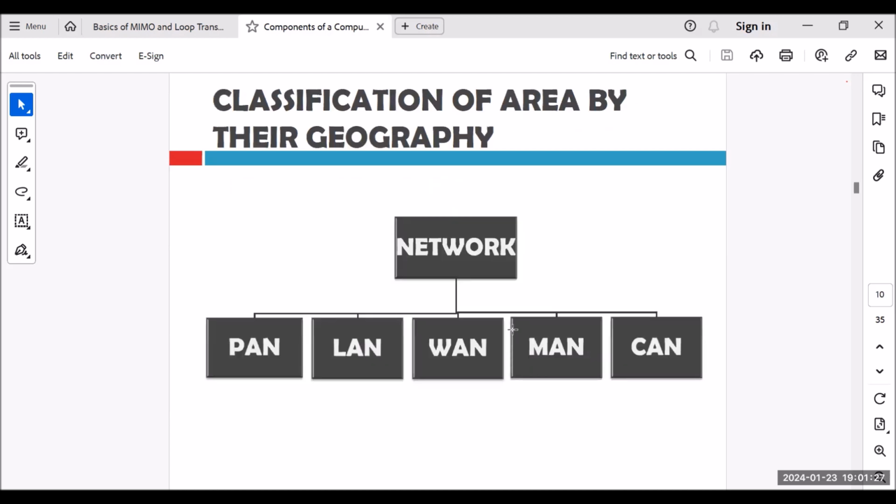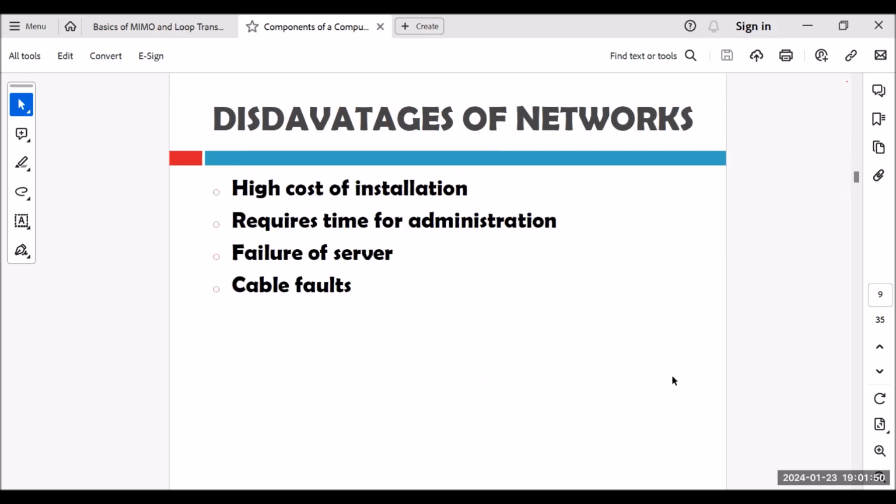Now, talking about the classification of networks by geography, the network is usually divided into PAN, LAN, WAN, MAN, and CAN. You must have heard about LAN and WAN, at least. These are the two that are quite common. But obviously, we have PAN, MAN, and CAN. And we're going to talk about those as well.